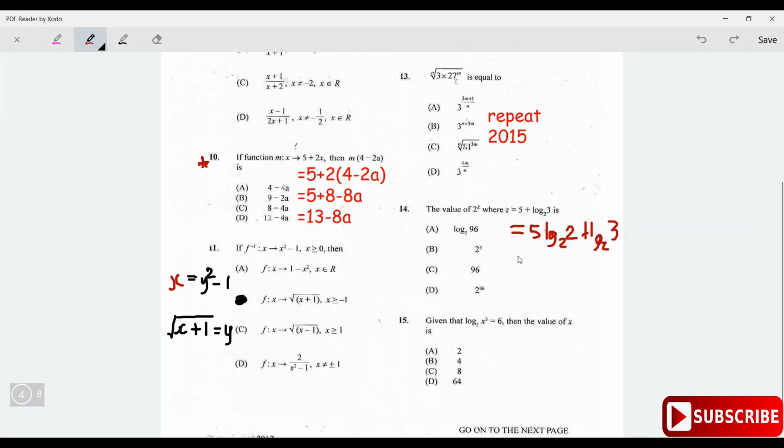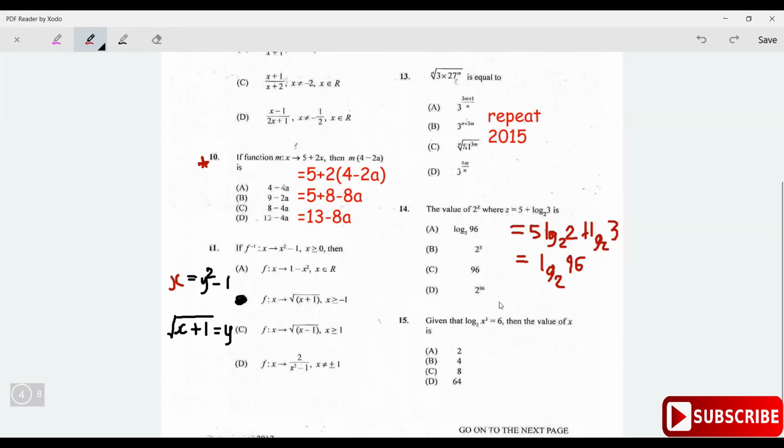Then we're going to write this as one logarithm, because you can bring this up now and rewrite it as log base 2 of 2 to the 5th times 3. 2 to the 5th times 3 is 96. This is log base 2 of 96, and that is what we get. And so now this is what z is. z is log base 2 of 96.